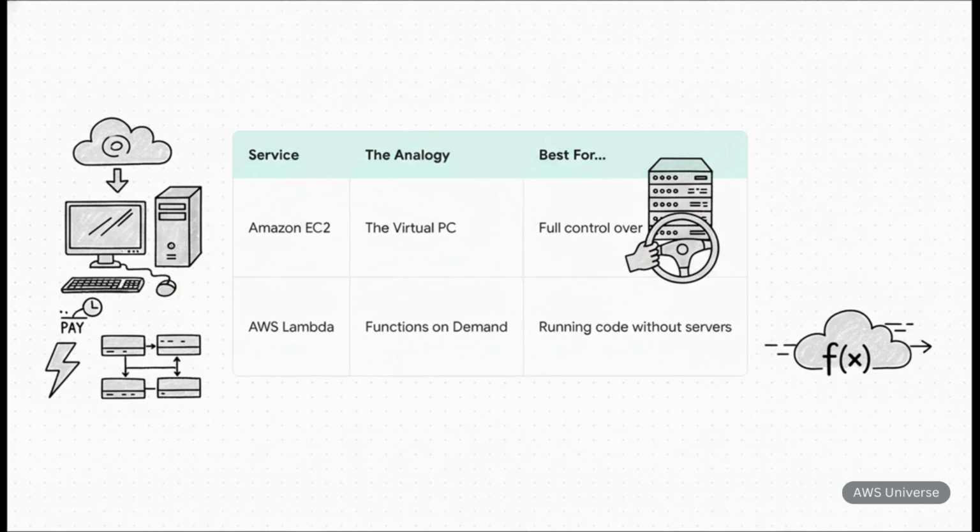First up is Amazon EC2. Think of this like renting a virtual PC. You get the keys, you get total control. It's like having a computer just in the cloud. But what if you don't need a whole computer? What if you just need to run a little snippet of code? Well, for that, there's AWS Lambda. We call it functions on demand. You just give it your code and it runs. You only pay for the milliseconds it's actually running. It's efficiency at its absolute best.